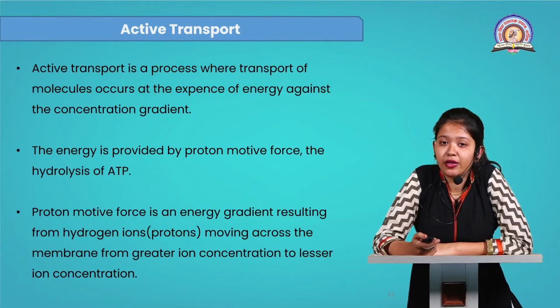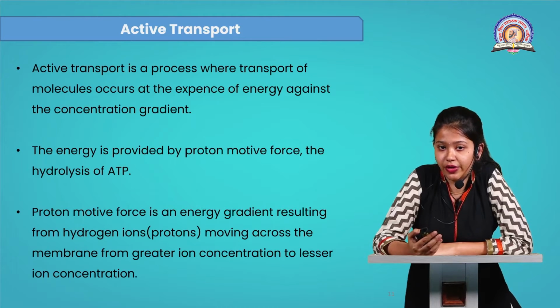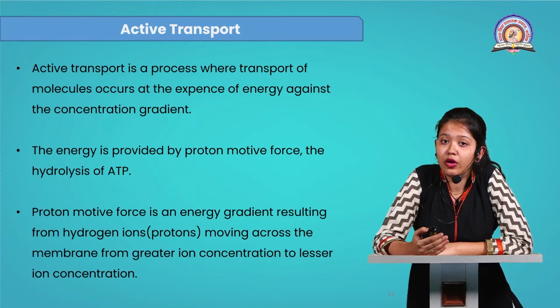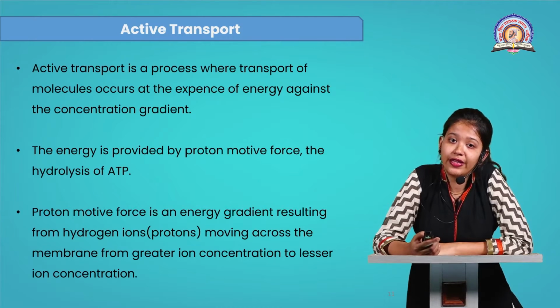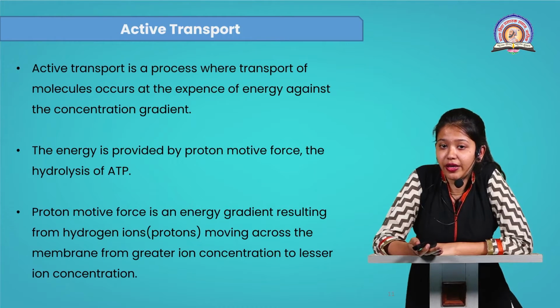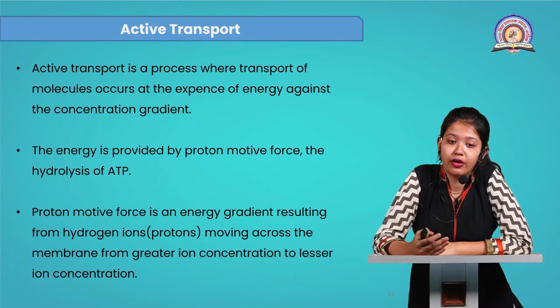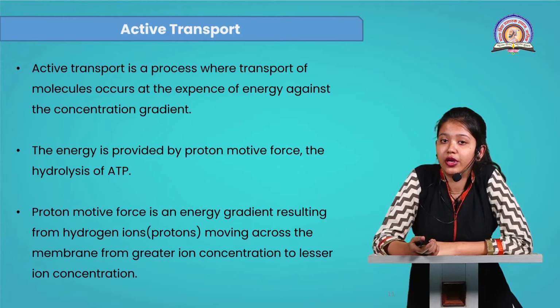Then we discuss the second type of transport, that is active transport. Active transport is a process where molecules are transported across the membrane with the help of an energy gradient, that is, against the concentration gradient, from an area of lower concentration to an area of higher concentration. The energy is provided by proton motive force, that is, by the hydrolysis of ATP. Proton motive force is an energy gradient resulting from hydrogen ions, protons, moving across a membrane from greater ion concentration to lesser ion concentration.